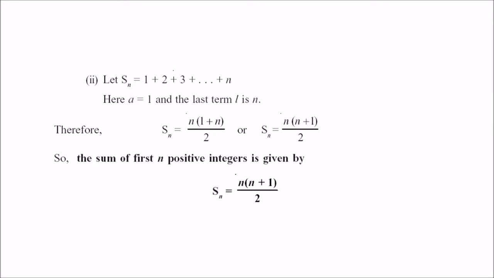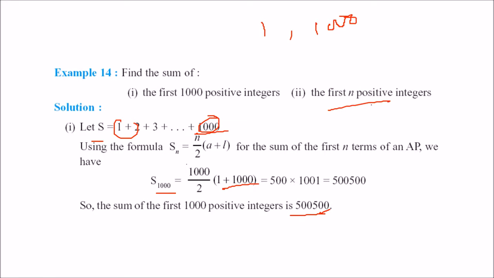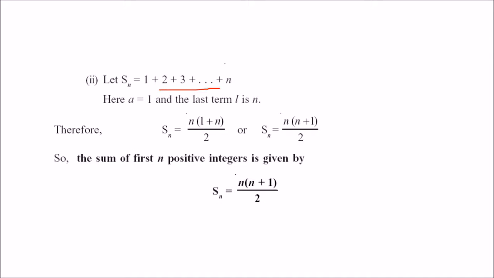The question is: find the sum Sn of the first n positive integers, so 1 to n. The answer will come in terms of n. First term is 1, last term is n. So we'll directly use Sn is equal to n by 2 into (a plus l), that is n by 2 into (1 plus n), that is equal to n(n plus 1) by 2.